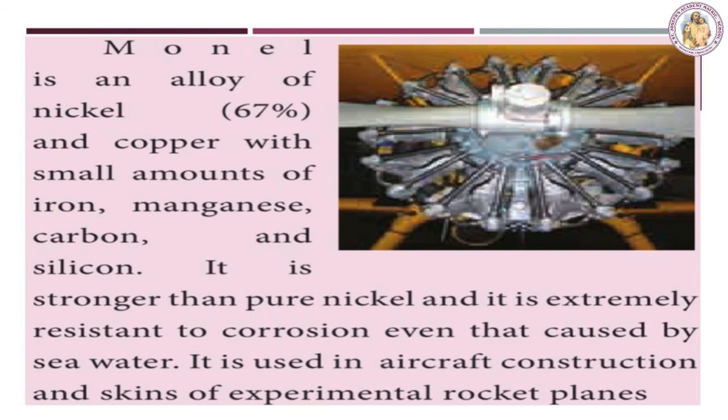Do you know Monel is an alloy of nickel, 67%, and copper with small amounts of iron, manganese, carbon and silicon. It is stronger than pure nickel and it is extremely resistant to corrosion, even that caused by seawater. It is used in aircraft construction and skins of experimental rocket planes.